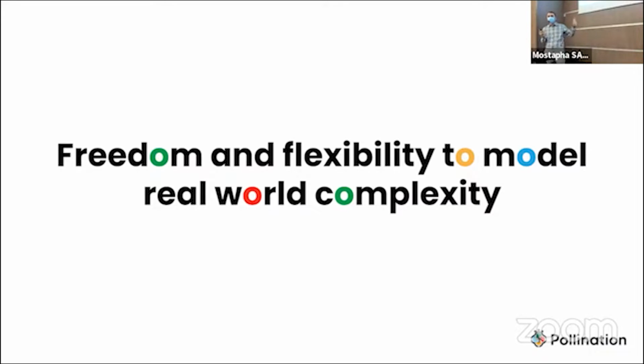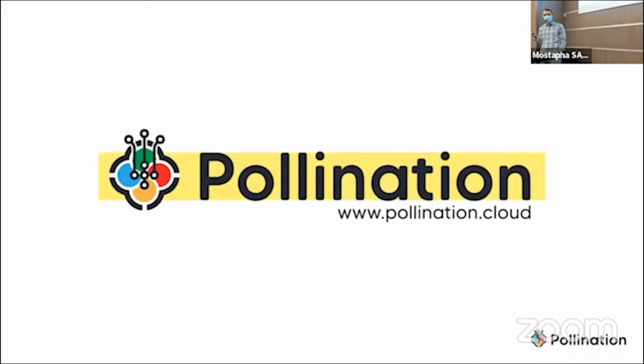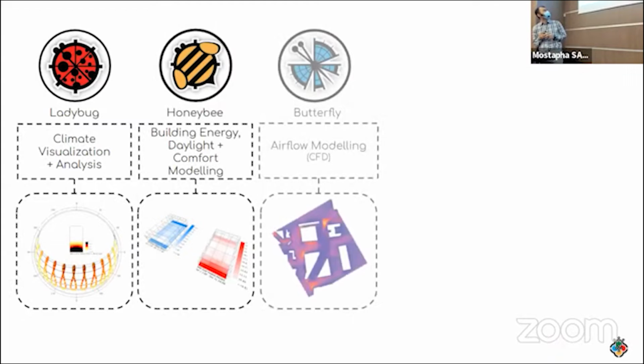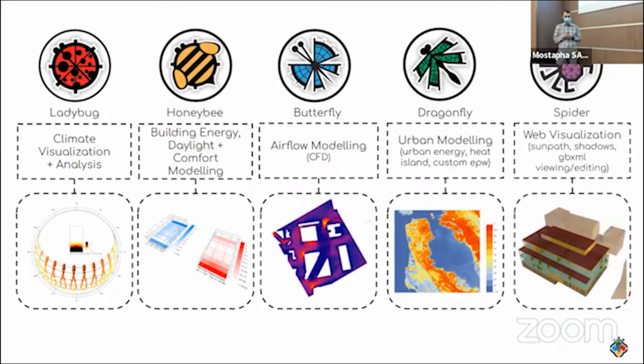I'm going to talk today about freedom and flexibility to model real-world complexity. It's kind of like an umbrella topic on top of the overall conversation about collaboration in the industry. And when I say industry, I mean the AEC industry: architecture, engineering, and construction. I'll cover it based on Pollination, which is a new product that we have been developing for about 3 years and is early to the market, and also Ladybug Tools. And I'll talk about it in the context of environmental building design.